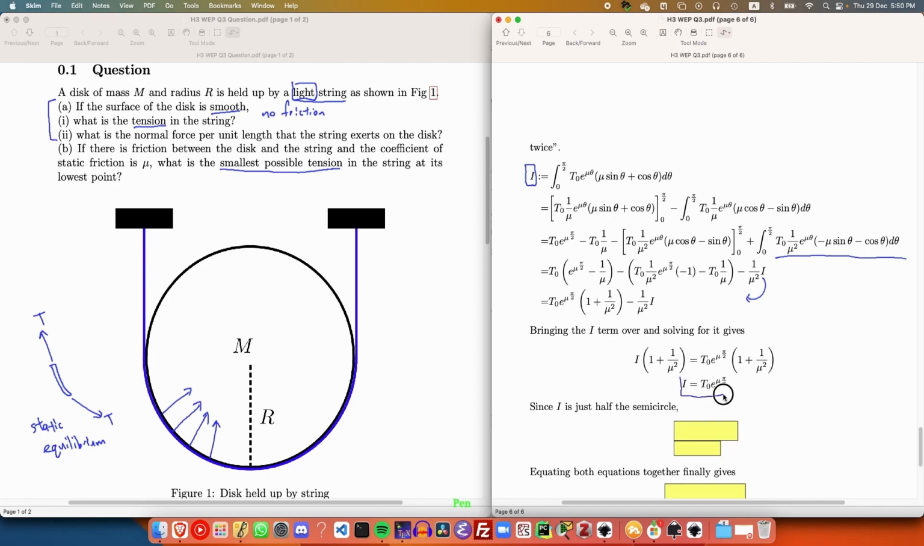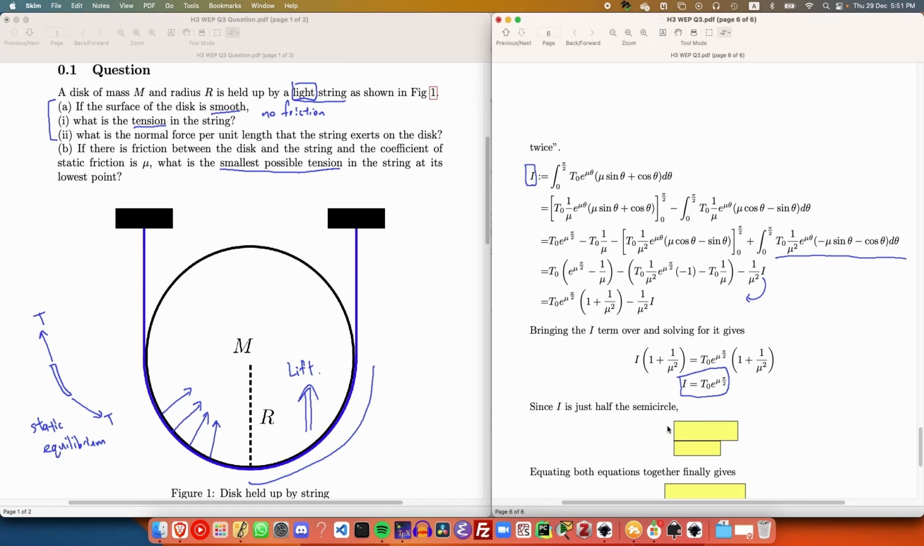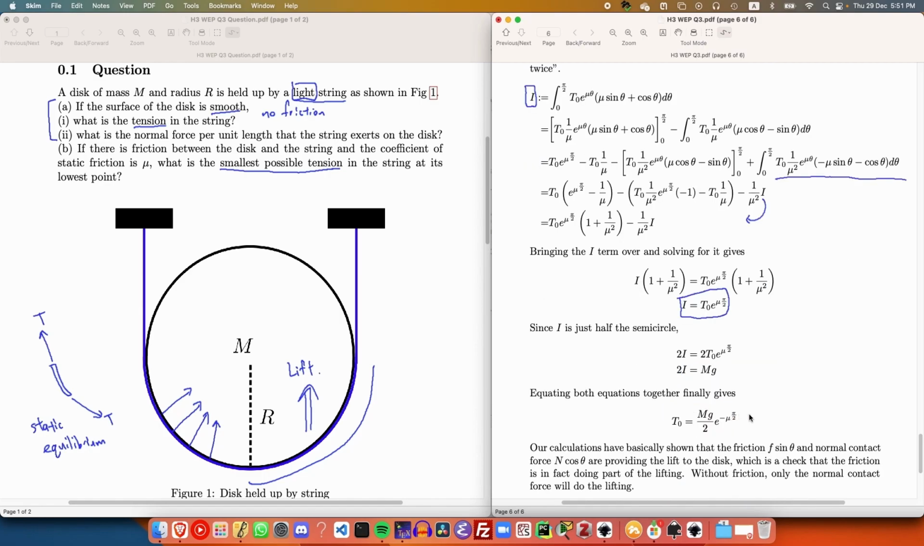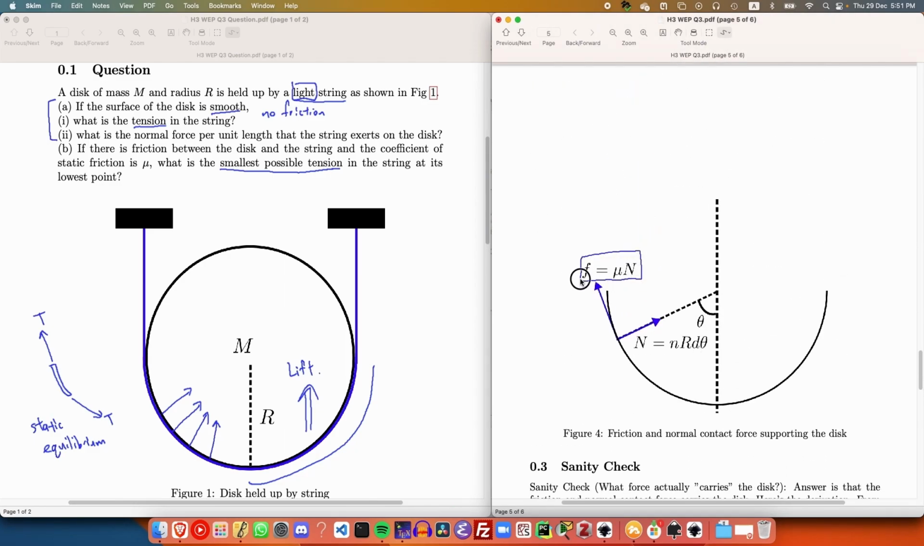Now what is this I integral that we have just calculated? It's the lift provided by half the semicircle of string. So in order to calculate the total lift, we need to multiply that by 2, and equating the total lift to mg, we obtain the following. So what we've basically shown using our calculations is that for part B, where there's friction involved, friction actually does part of the lifting as well, because you can see that there's a vertical component. If not, we've come to the end of this question.